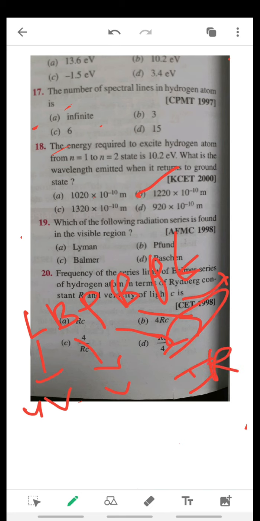Now see the question: which of the following radiation series is found in the visible region? Visible means the Balmer series. So the answer is Balmer, that is option C.